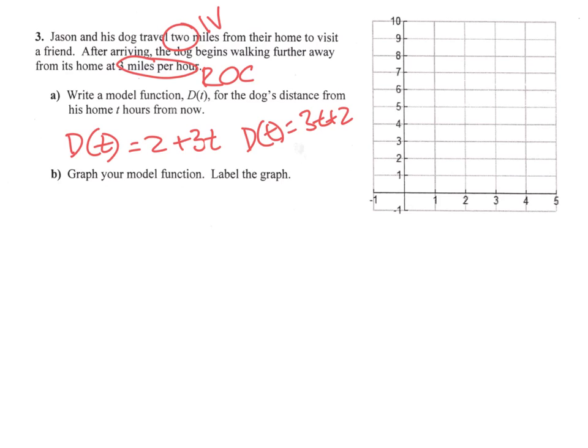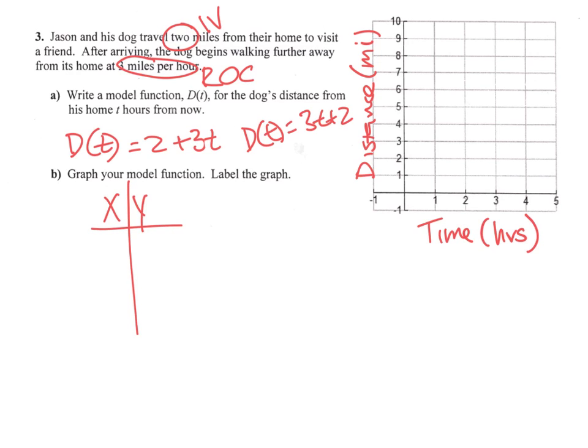So down here on the x-axis, it's always time, okay? So we're measuring our time in hours. Then over here is our distance. And that's going to be in miles. Okay, so let's make an XY table to get some points.